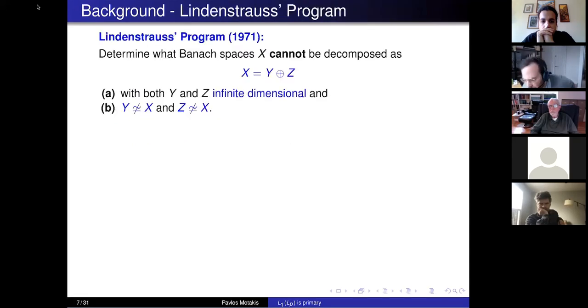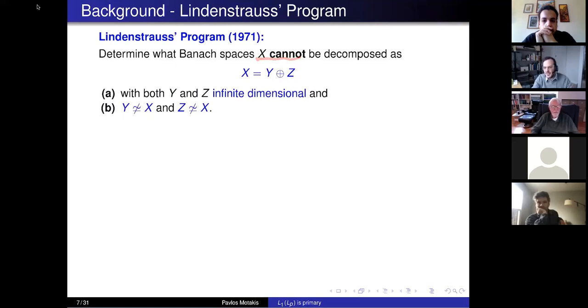Using this result of Lindenstrauss and Pełczyński, Lindenstrauss initiated a very influential program in 1971. He wrote a paper in which he only asked questions. He didn't prove anything. He published a paper in which he only posed questions with regard to complemented subspaces of Banach spaces. And basically what he asks, this is not exactly how he asks it. I will tell you how he asks it, and then you will agree with me that it is more or less equivalent to this. So he said, basically, determine what Banach space is X.